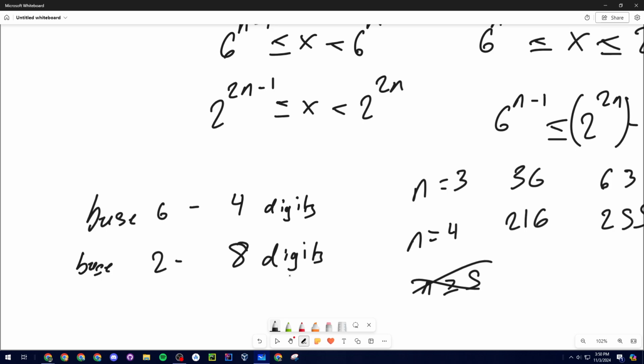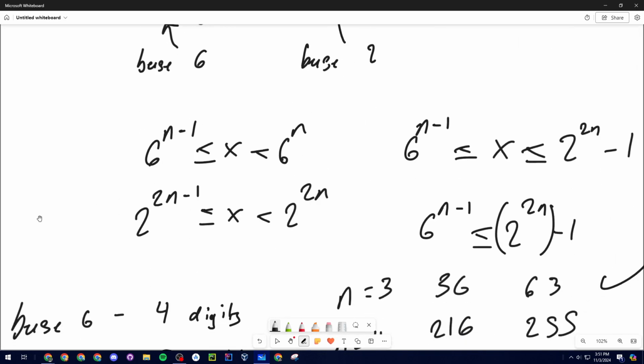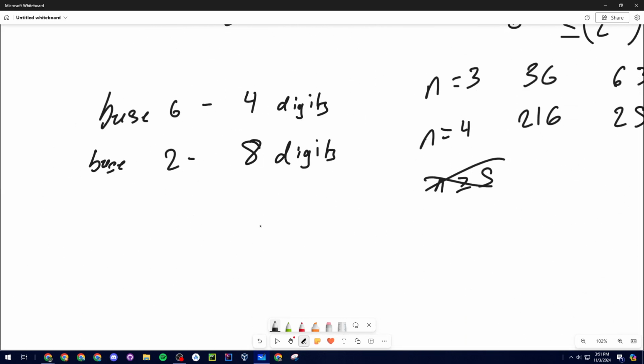And we need to find what? What is the problem stating? We need to find the greatest positive integer. So we're just trying to maximize one of these two bases. I think that if we maximize the base 2, it should work.